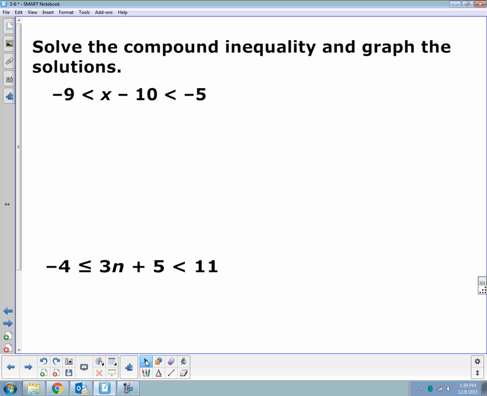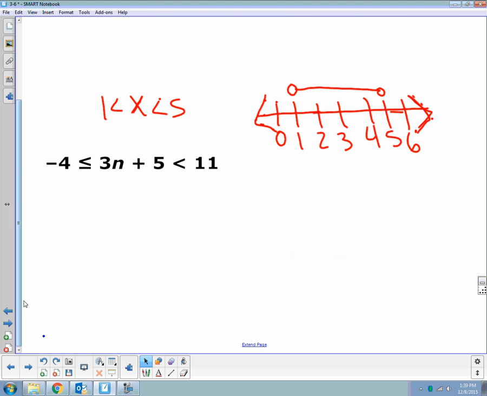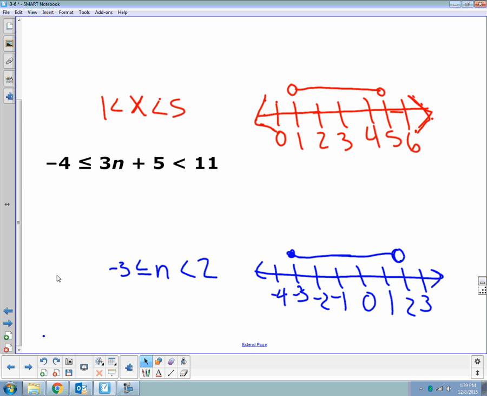The correct answer for the first one: 1 is less than x is less than 5. The correct answer for the second one is somewhere. Come on, where is it? There it is. -3 is less than or equal to n is less than 2. And we got the graphs there. So double check your graphs, double check your inequality. If you didn't get either of those correct, make sure you watch the linked video.